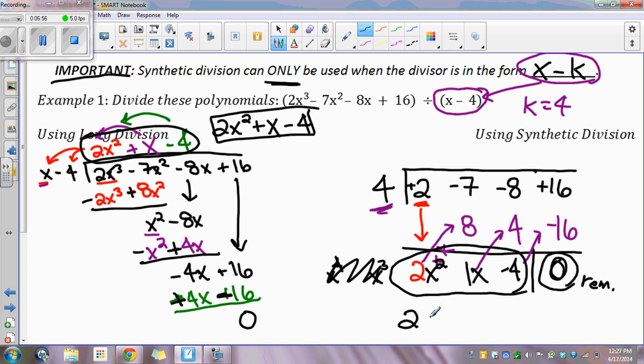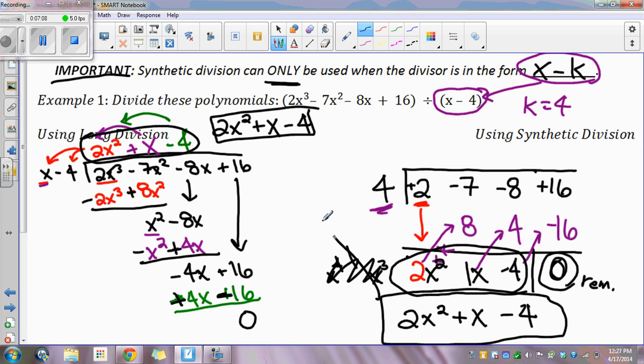So our final answer is 2x squared, fill in the pluses and minuses, plus x minus 4. So there's your answer. And it is exactly the same as what we got with long division. I certainly hope that should happen. All right, let's do another example.